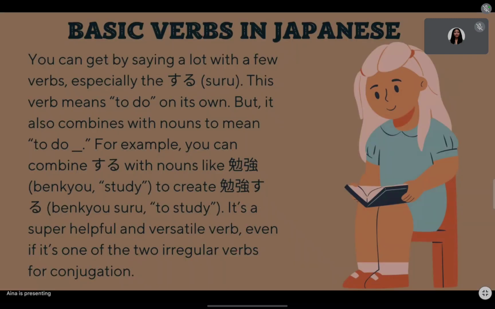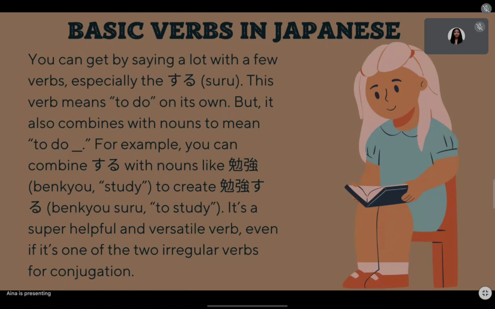Okay, next is basic verbs in Japanese. So you can get by saying a lot with a few verbs, especially the suru. So this verb means to do. So on its own, kahit wala siyang kasama, it can be verb, no? But it also combines with noun to mean to do blank.